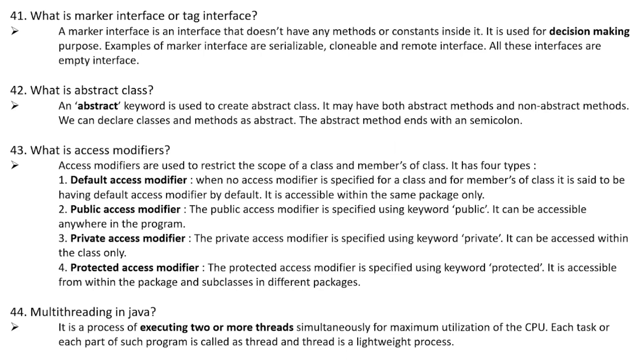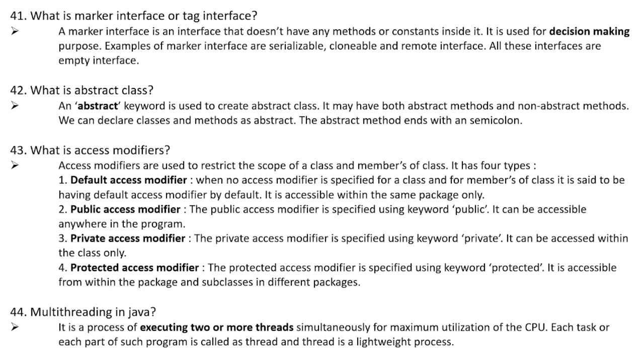43. What are access modifiers? Access modifiers are used to restrict the scope of a class and members of a class. It has 4 types. 1. Default access modifier. When no access modifier is specified for a class and for members of a class, it is said to have the default access modifier. It is accessible within the same package only.